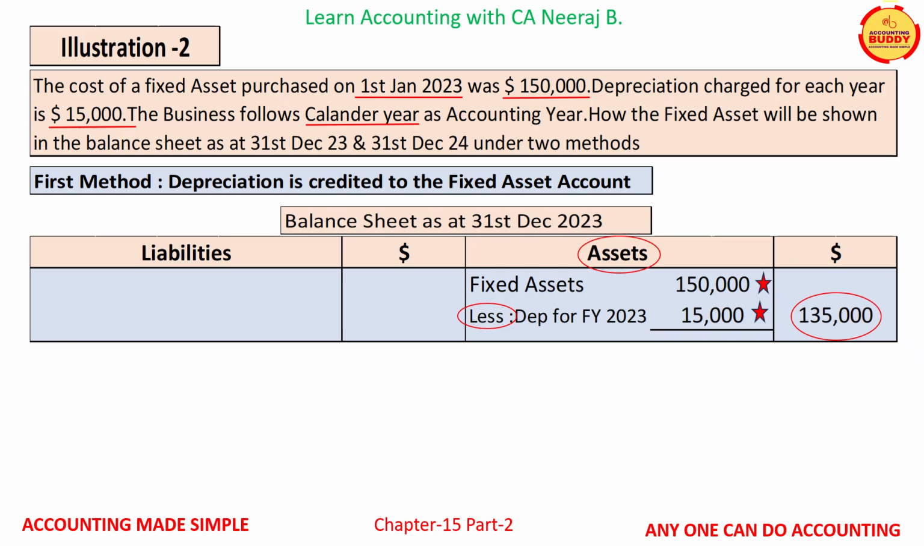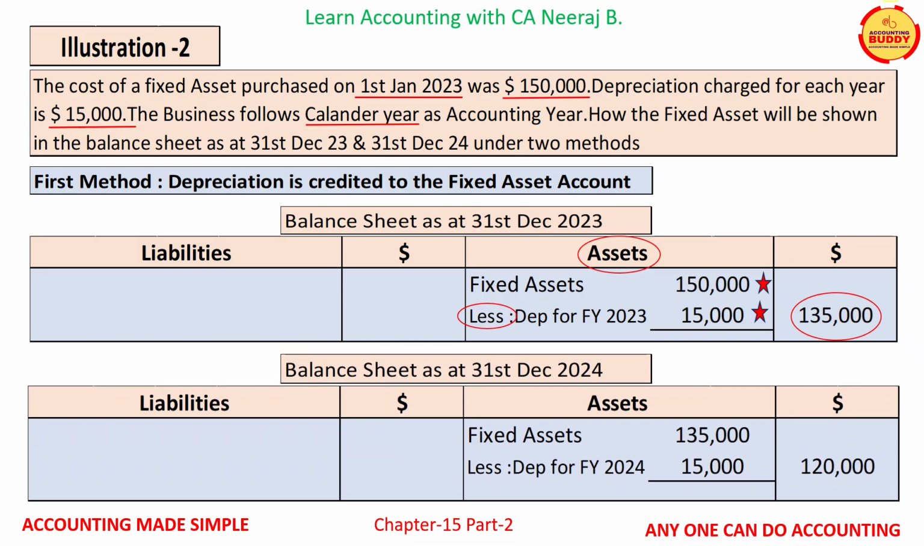The abstract of the balance sheet for the next accounting year as on 31st December 24 is displayed on your screens. The closing balance value of $135,000 as on 31st December 23 will appear as the opening balance of fixed asset for the accounting year 2024. From this value of $135,000, depreciation amount of $15,000 for the accounting year 2024 is deducted and the new written down value or the net value of the fixed assets of $120,000 as on 31st December 24 will be shown as displayed on your screens.